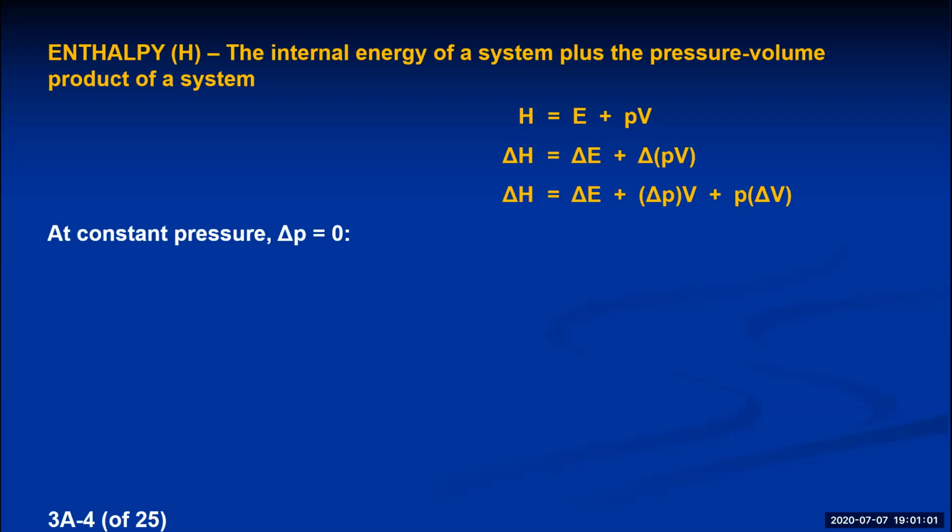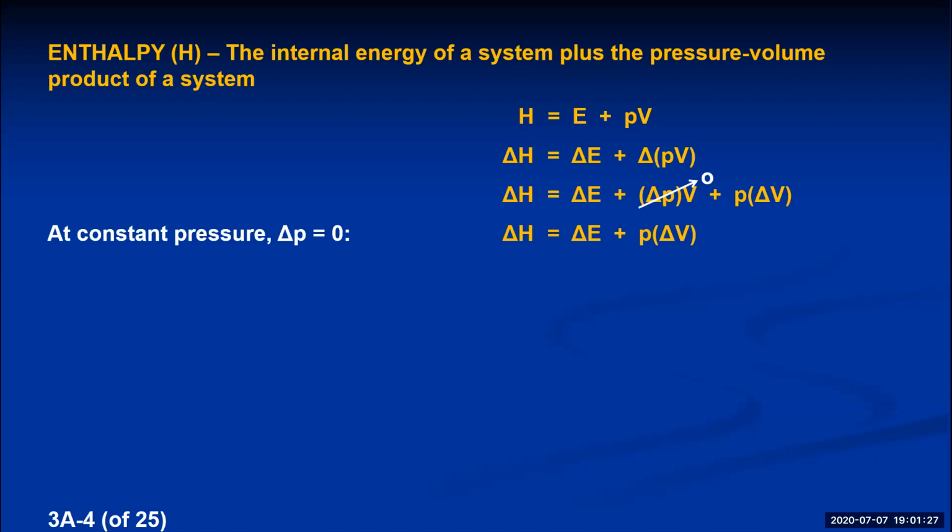So in our algebraic description of the enthalpy change in yellow above here, the one term that says delta P times V, that term has to equal 0 because delta P is a value that doesn't change. It's going to be 0. So that simplifies our change in enthalpy. It's actually equal to the change in internal energy plus constant pressure multiplied by the change in volume.